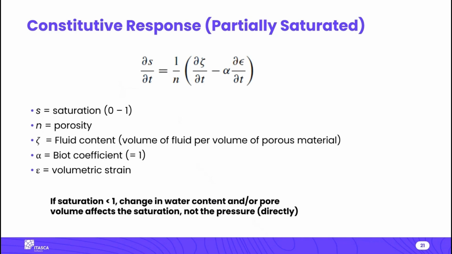If you have partially saturated material, the behavior is a little bit different. If you add water to the system, you're not increasing the pressure, you're just increasing the saturation. And if you pull water out of the system, you're not decreasing the pressure, you're decreasing the saturation. So the pore pressure doesn't change until saturation gets back up to 1. Once the saturation hits 1, then the pore pressure starts to go up again.